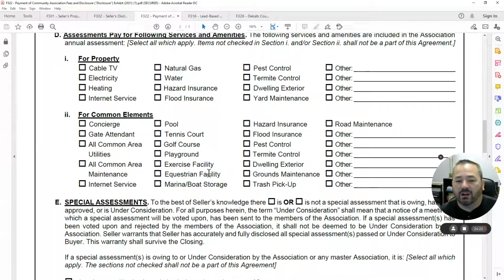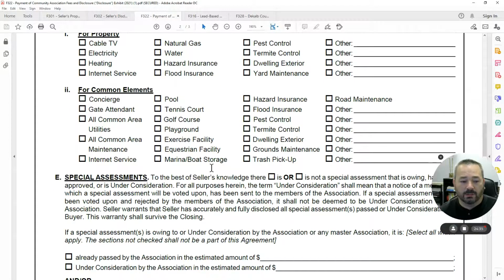And then, are there any common elements? What do we get for belonging to the HOA? Do we get these things? Do we get the pool? Do we get the tennis courts?